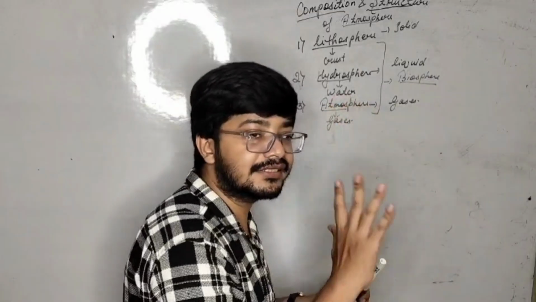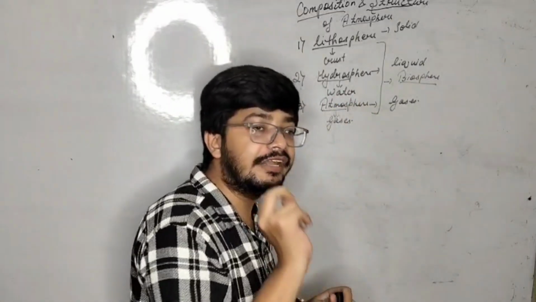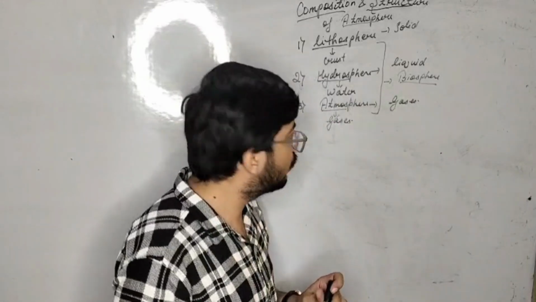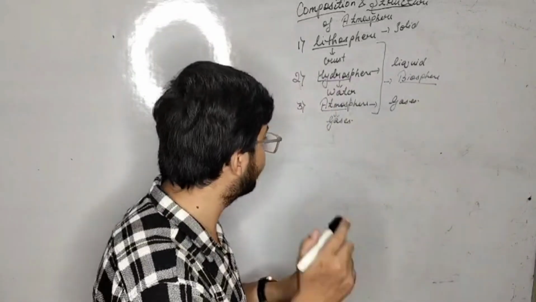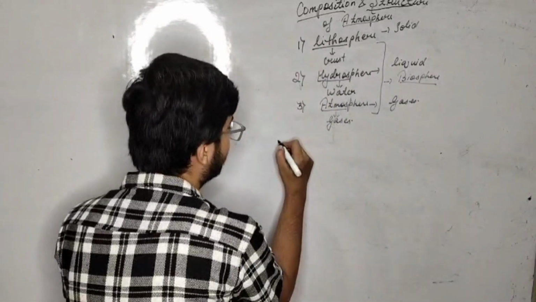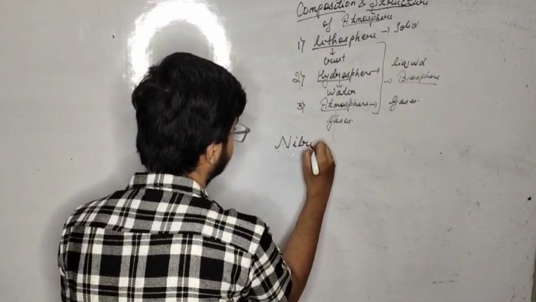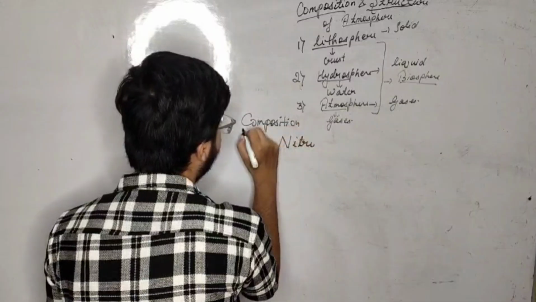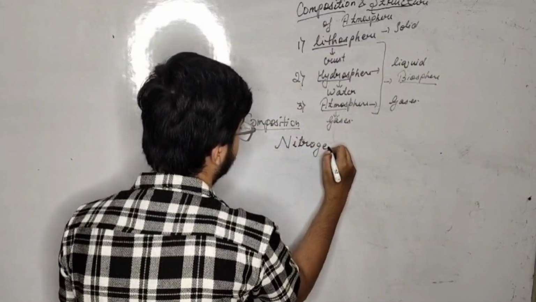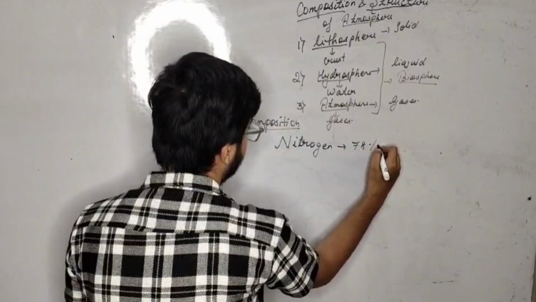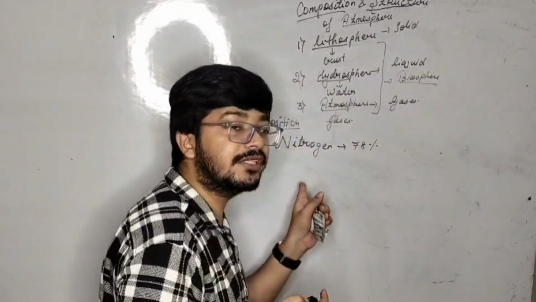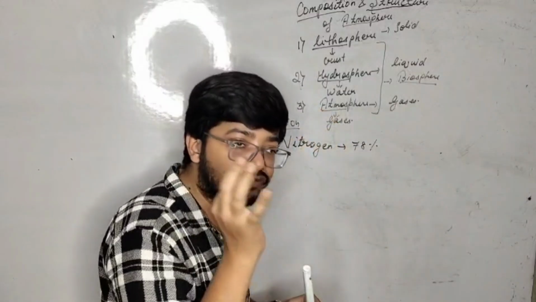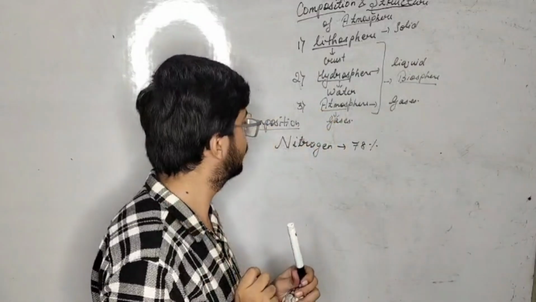Now we'll talk about the composition of the atmosphere. On this atmosphere, different life-supporting gases are present. When we talk about its composition, the main gas present is nitrogen, which is 78%. And this nitrogen is very important. First of all, what does nitrogen do? It dilutes the oxygen, which slows down the process of combustion.